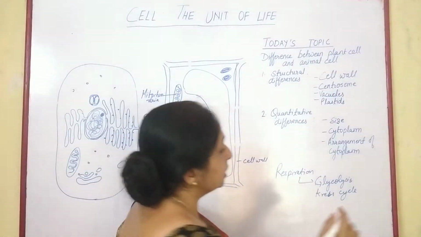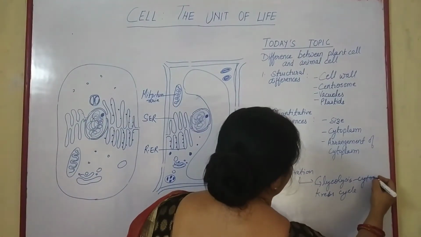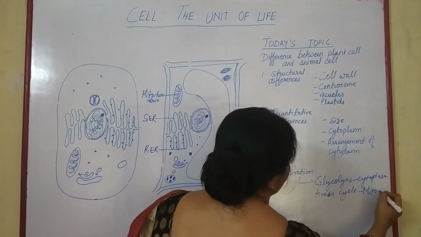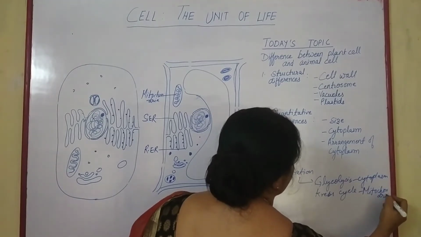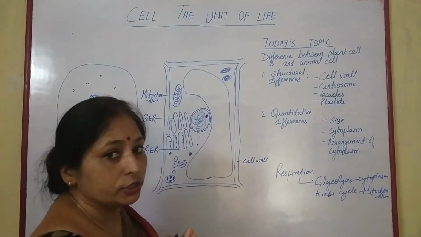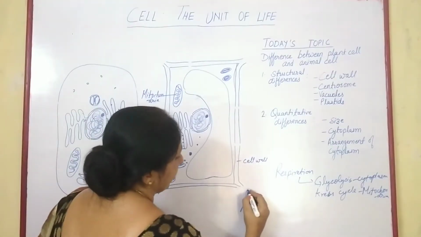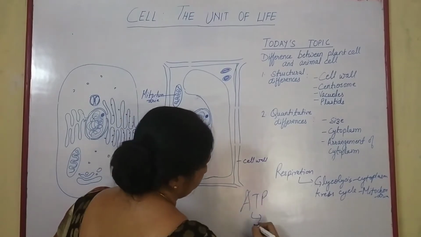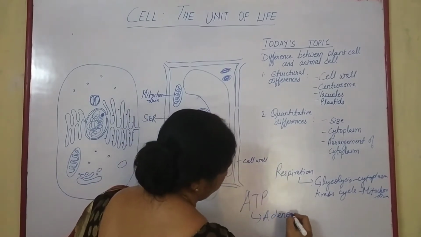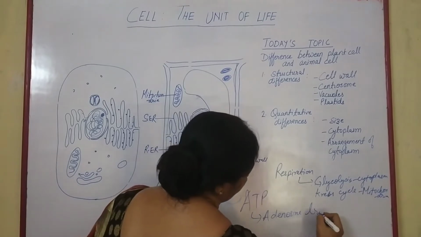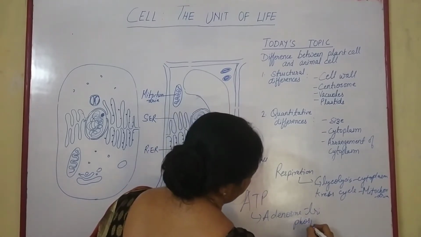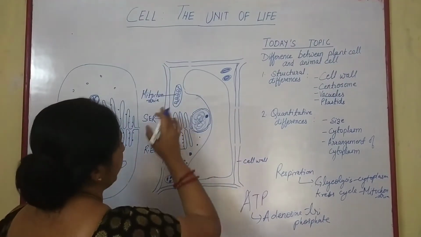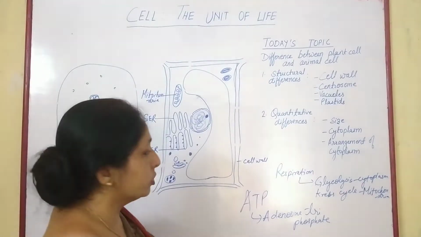Glycolysis takes place in the cytoplasm of the cell, while the Krebs cycle takes place in the mitochondria. After this step, there is the release of energy in the form of ATP. ATP is adenosine triphosphate. So energy is released in the form of ATP from the mitochondria. So mitochondria is the powerhouse of the cell.